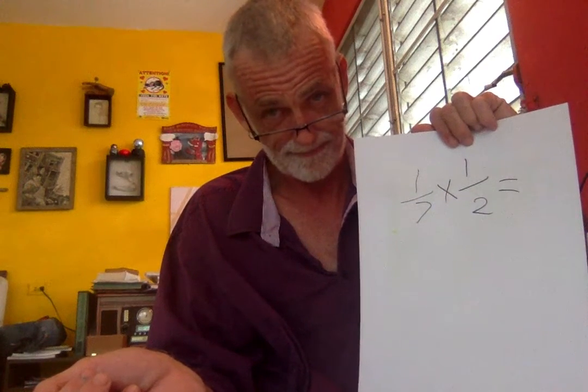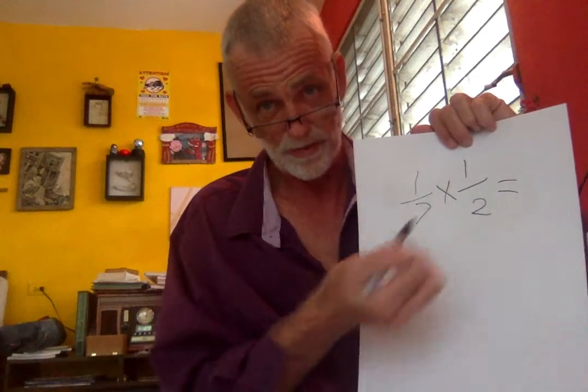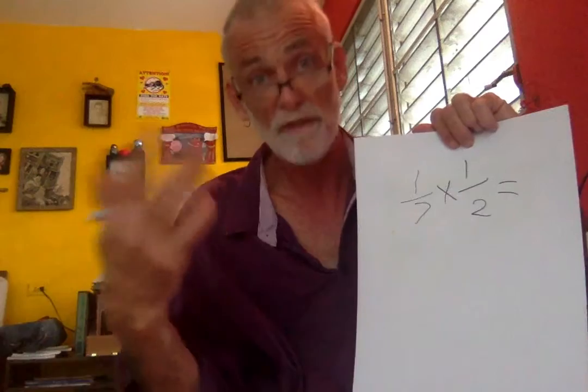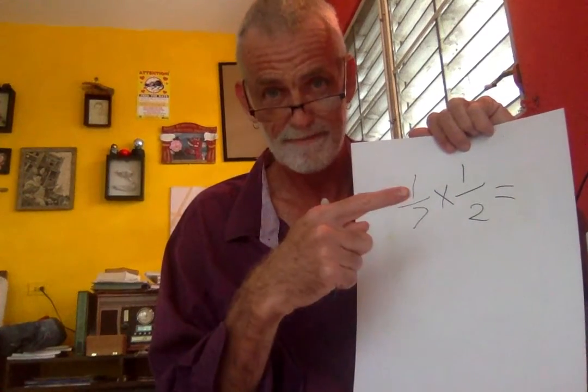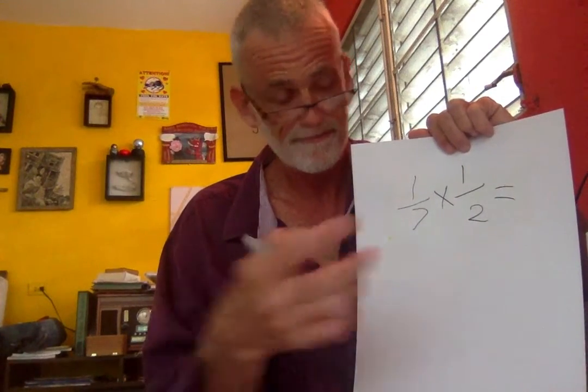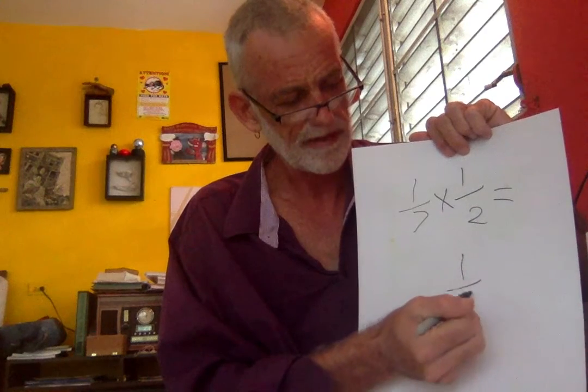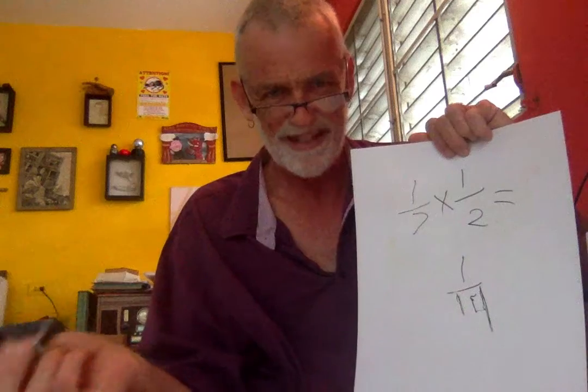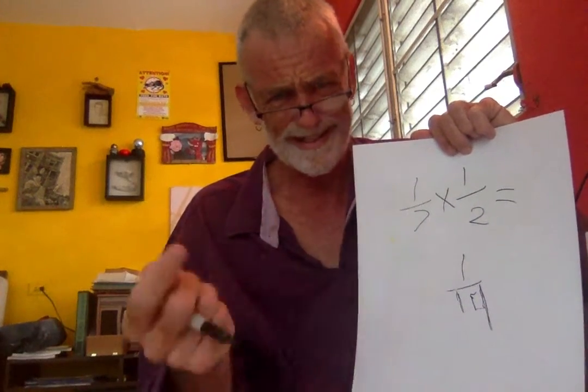Y'all got it? I don't have to do this, right? You know it. What's 1 times 1? 7 times 2? 14. 1 on the top, 14 on the bottom. Do we have to simplify? Oh, that's going to be hard to write that for. Have we had to simplify? No, of course not. There's only a 1 on the top. You don't have to simplify.